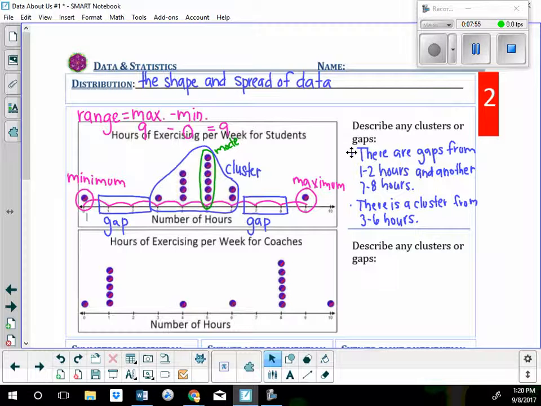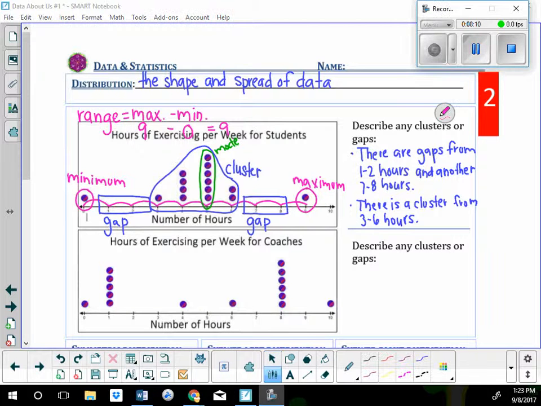All right, I'm going to give you guys a couple of minutes to independently label and examine the hours of exercising per week for coaches, and then we'll come back together. Okay.